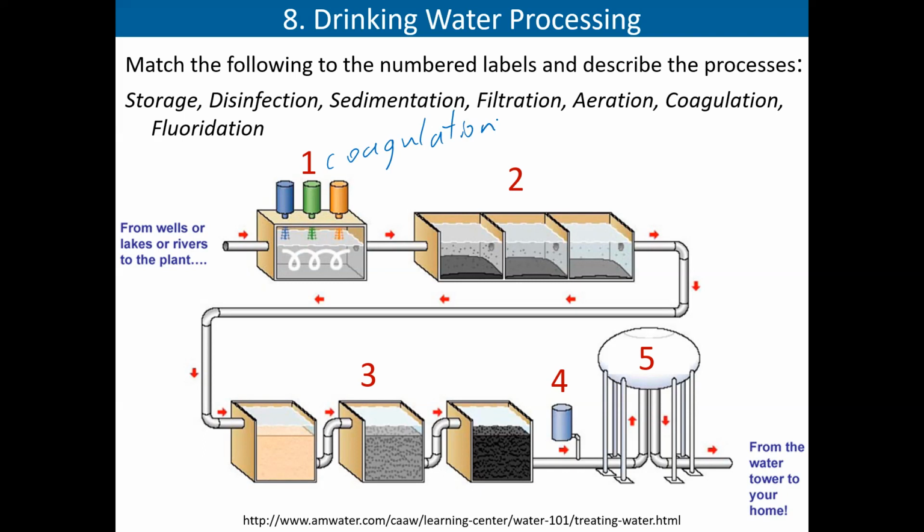So you want to basically label that and then give a description about what is going on there, right? Don't just tell me that this is the clarification step. What I want you to do is tell me what is going on there. Step number 2 is clarification, by the way, or sedimentation, and you can use either word. This is filtration. So like I said, give a description about these things.